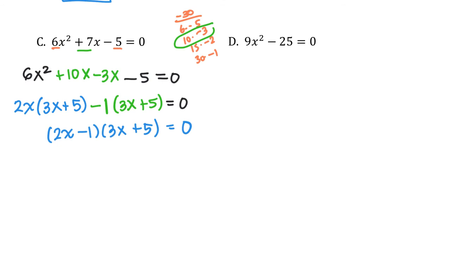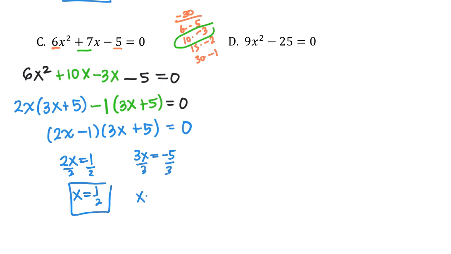Okay, and then I can set each factor equal to 0, or I can try to do it in my head. For the first one, if I were solving it, I would add 1 to 0, and I would get x equals 1, but I wouldn't. I would get 2x equals 1. Then if I divide by 2, I get x is 1/2 for one of my answers. For the next one, if I subtract 5, I get 3x equals minus 5. If I divide by 3, I get x equals negative 5/3.